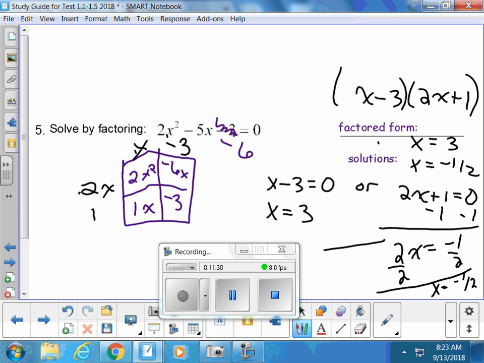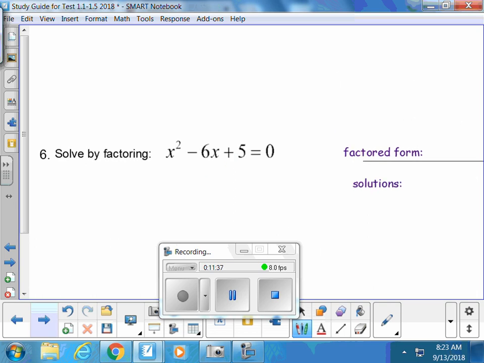All right, so number 5 looking good? All right, I think that's time to be number 6. Number 6, solve by factoring. What's our factoring technique that we're going to want to use? Yeah, we only have 3 choices, really.